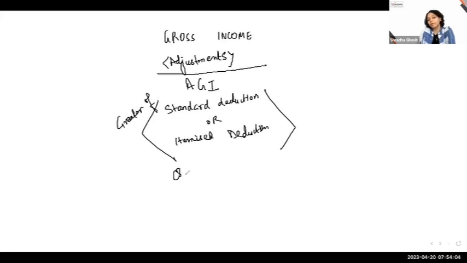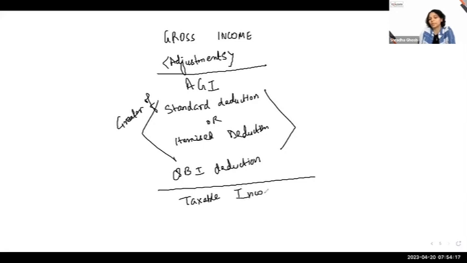Then you have the third deduction called the qualified business income deduction. After that, what you get is your taxable income. Is this clear?